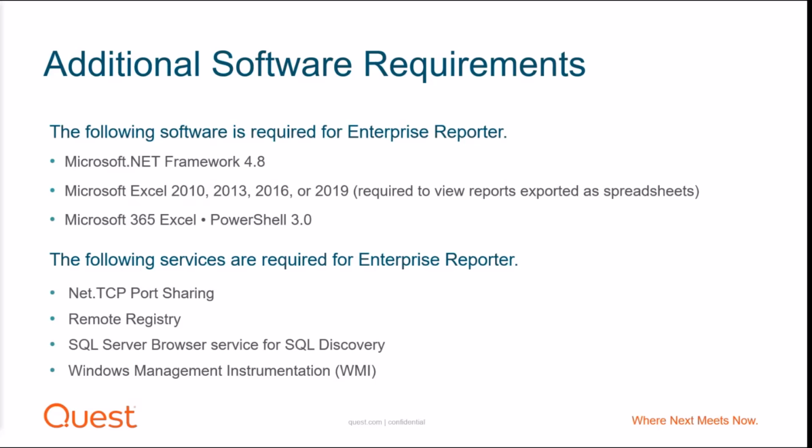Additional software requirements for the system is the Microsoft .NET Framework 4.8. You do need Microsoft Excel to read some of the reports if they're produced. Microsoft 365 Excel and or PowerShell 3.0 can also be leveraged to read the data produced by Enterprise Reporter. We do have services that are required, such as the .NET TCP port sharing, remote registry, SQL Server browser service for SQL discovery, and the Windows Management Instrumentation.